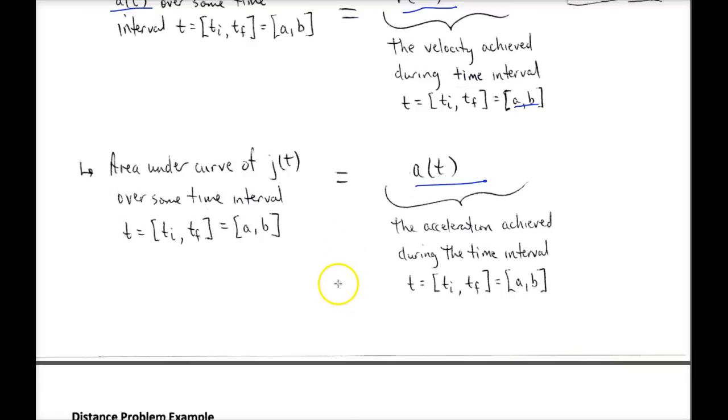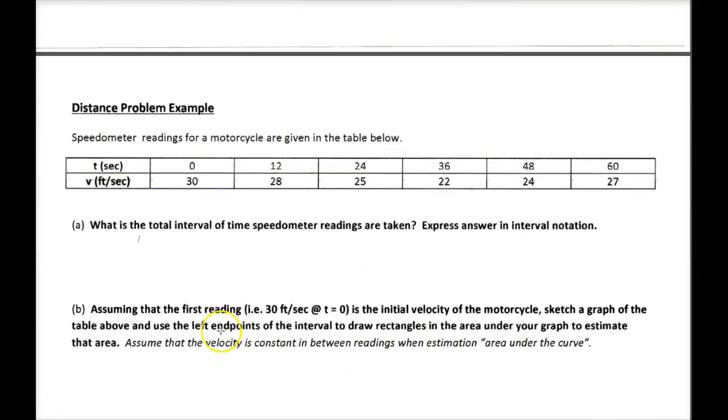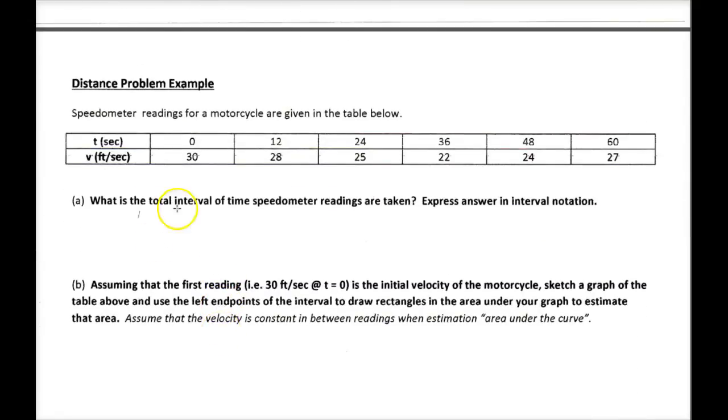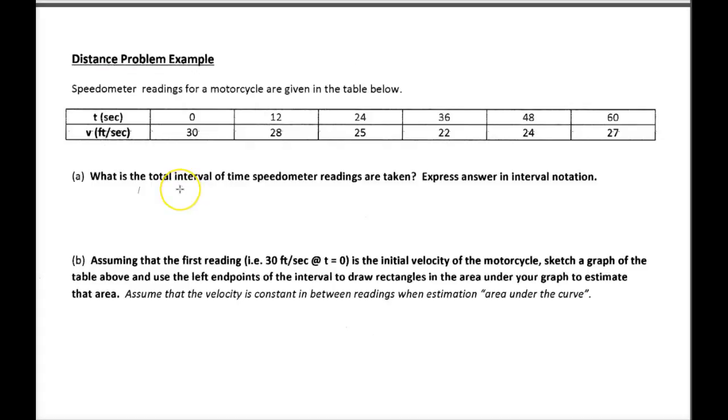So now what we want to do is actually exercise some of these concepts that we've just learned in a distance problem example. So I'm just going to go ahead and scroll up here and let's take a look at it. So we have a problem where we have a speedometer reading for a motorcycle, okay? And we have a set of readings that are given to us in this table. And so we're saying that t is in seconds, and our velocity here is going to be in feet per second.